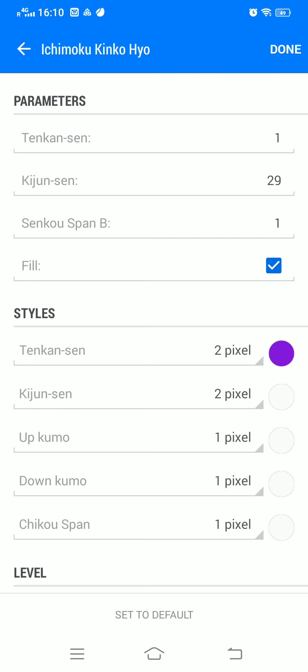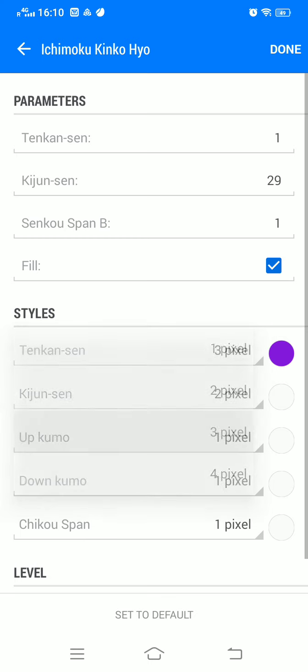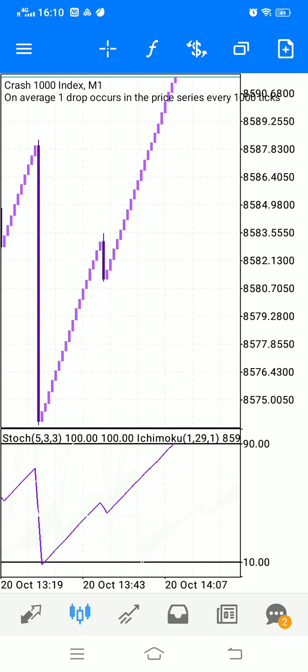And over here by the color you have chosen, the purple or whichever, you can change the pixel to 3 pixel, 4 pixel, 1 pixel, whichever you like. So I'll keep mine on 2 pixel, and then you just click done. Okay. Now the third indicator that we will be loading will be our alligator.